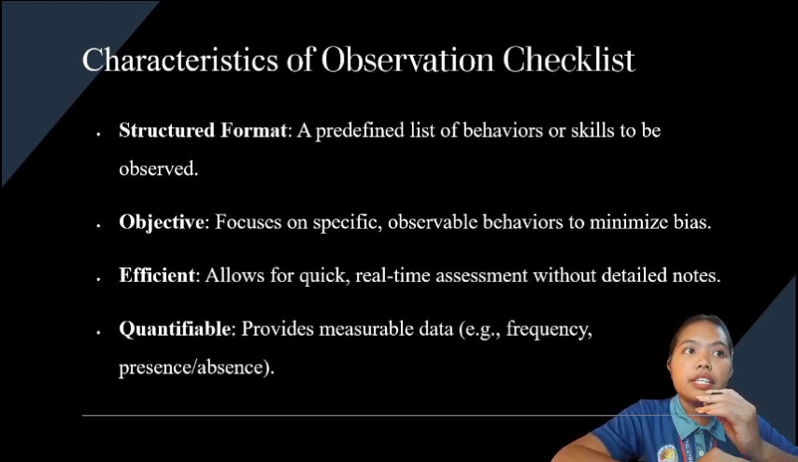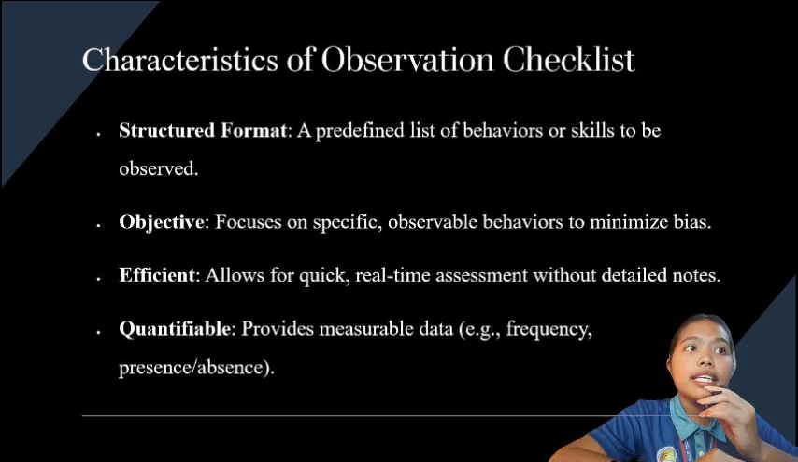And number three is efficient, quick and easy to use without taking long notes. So it saves time while still providing important information. And lastly, quantifiable, allows the observer to measure behaviors or how often something happens, which provides clear, measurable data for analysis. And let's go to the purposes of the observation checklist.